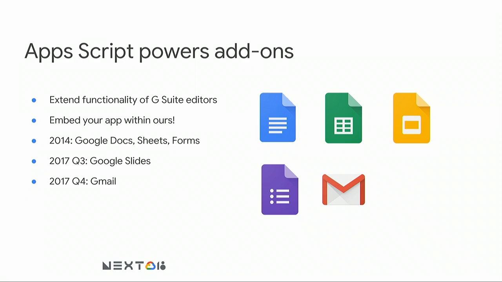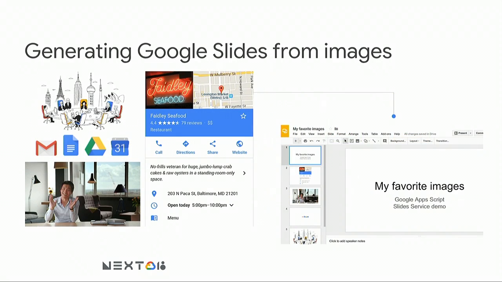The original add-ons were Docs and Sheets. They came out in mid-2014. Forms add-ons came out towards the end of 2014. More recently, Google Slides add-ons came out in the third quarter of 2017, and towards the end of the year, Gmail add-ons came out as well. So now you can actually do these. So what do they look like?